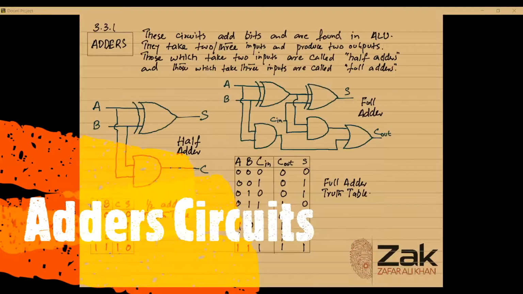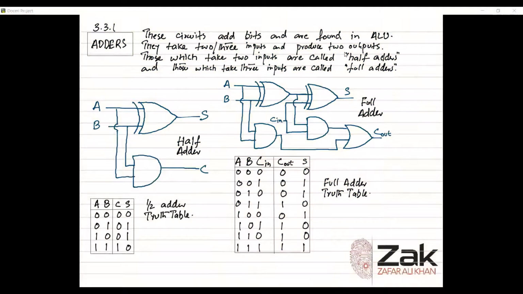So these are adders. You would have to actually remember the shapes. All those circuits which take two inputs and produce sum and carry as output are called adders. If they are taking two inputs, then these are called half adders. If they are taking three inputs, A, B, and C, they are called full adders. So you can see here C in and C out.